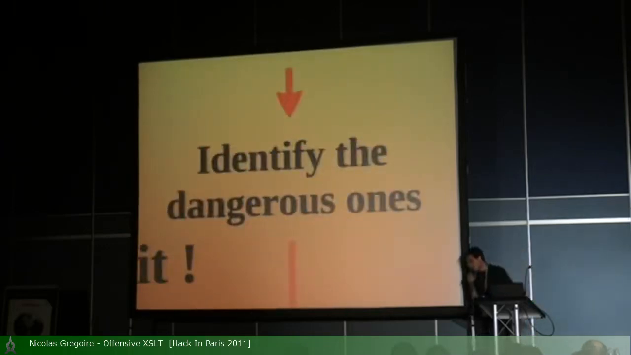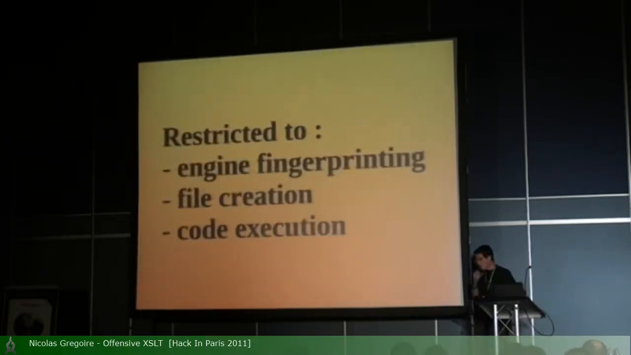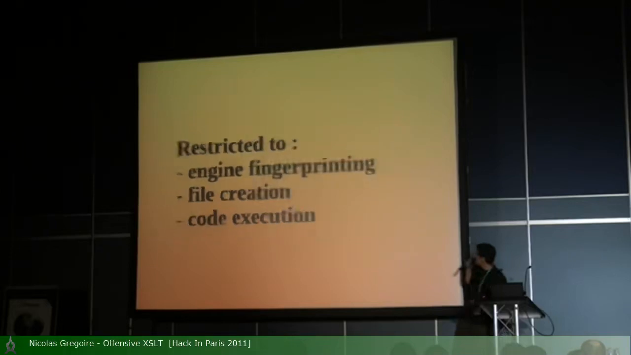So we need to identify the dangerous features. We have enumerated every feature available. I chose to restrict to fingerprinting, because we need to know precisely which engine is executed in order to get the right exploit. File creation, because it's really interesting, and code execution, native code execution, for example, C# or Java execution.